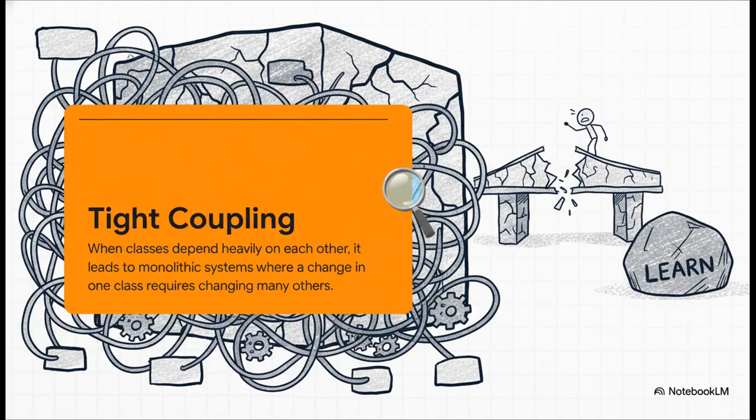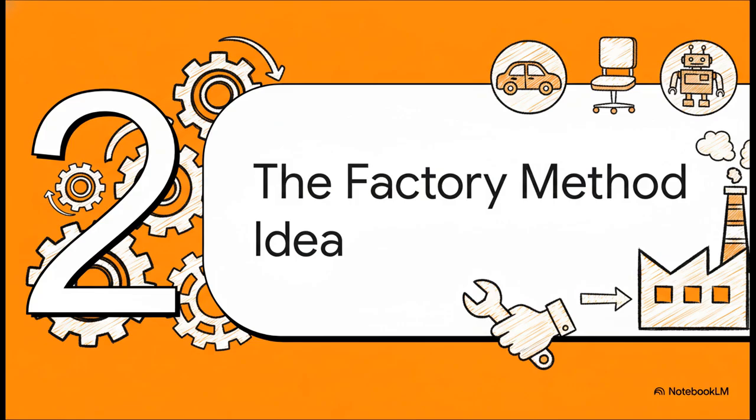Now, the Gang of Four has a name for this problem: tight coupling. And they describe it perfectly. They say it leads to these monolithic systems that are a dense mass that's hard to learn, port, and maintain. Basically, the part of your code that just needs an object gets all tangled up with the gritty details of how every single type of object is actually built. So how do we break free from this tangled up mess?